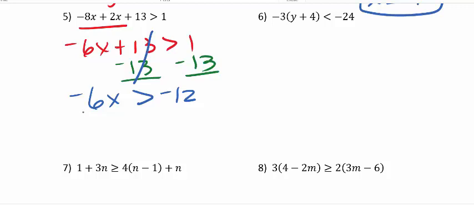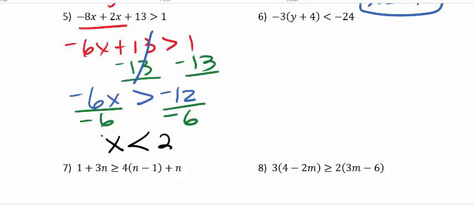Now our next step is to get rid of this negative 6. So negative 6 times x, we're going to do the opposite and divide both sides by negative 6. Now we have a negative number, and because we divided by a negative number, we're going to change the direction of this inequality from greater than to less than. And then negative 12 divided by negative 6 is 2.